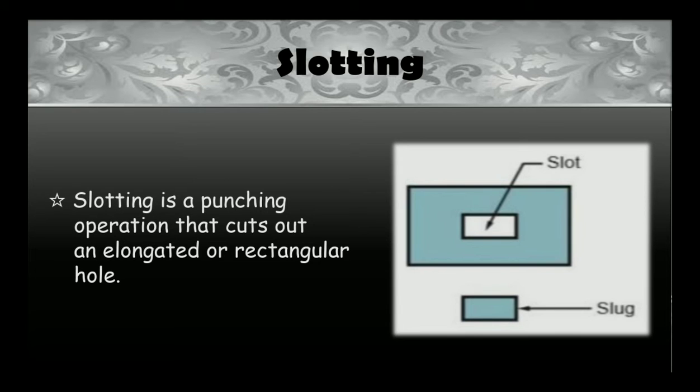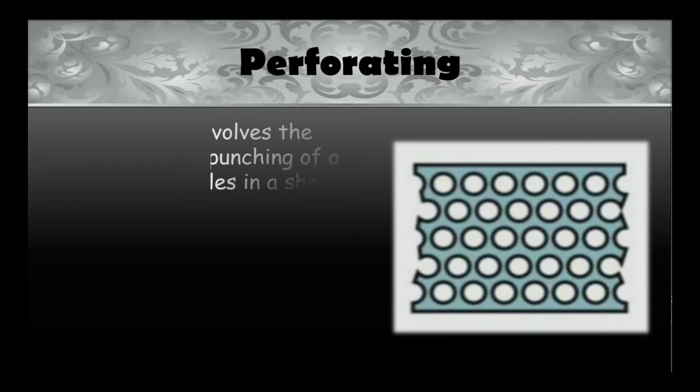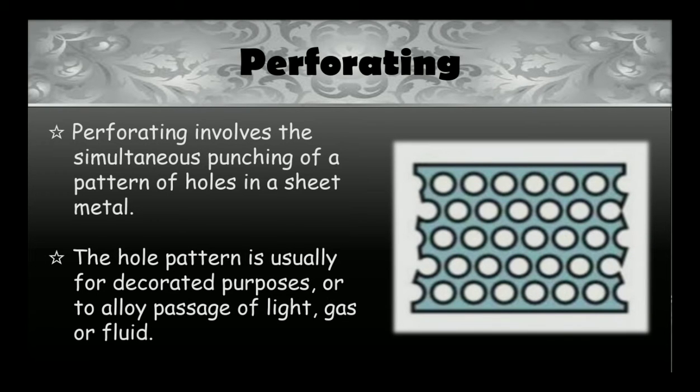We have here slotting. Slotting is a punching operation that cuts out an elongated or rectangular hole. So as you can see in the figure, it is being cut out by making a rectangular hole. Perforating. Perforating involves the simultaneous punching of a pattern of holes in a sheet metal. So the hole pattern is usually for decorative purposes or to allow passage of gas or fluid.